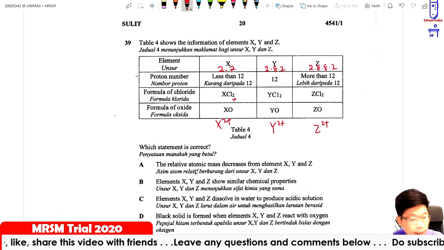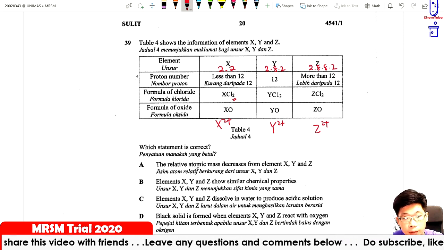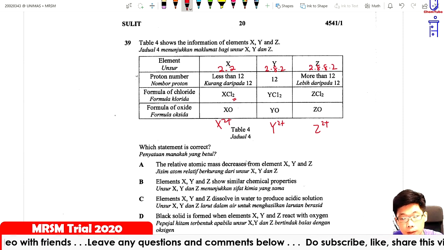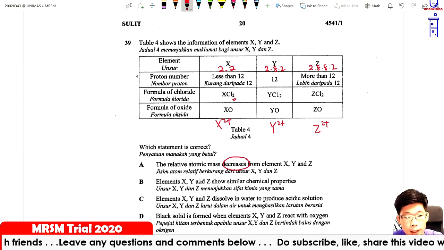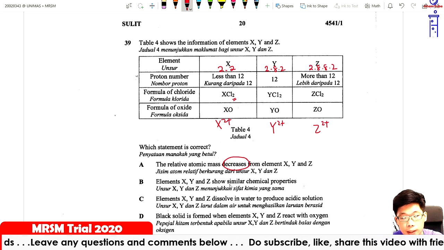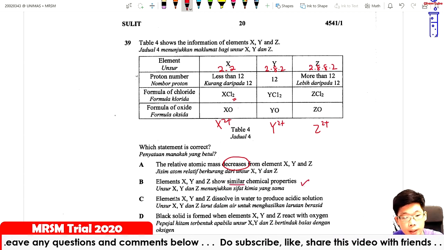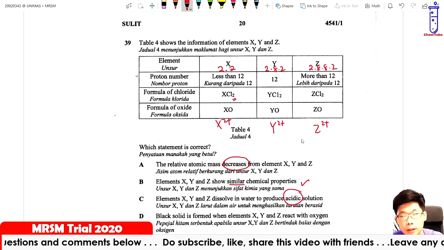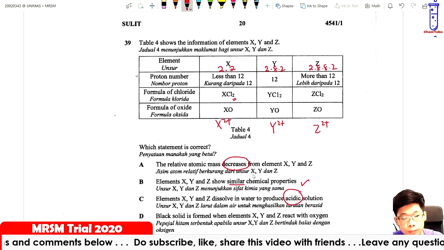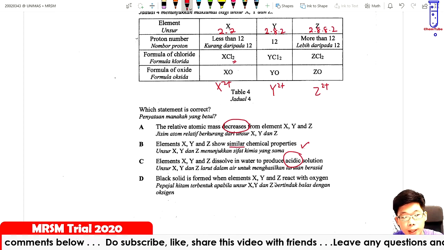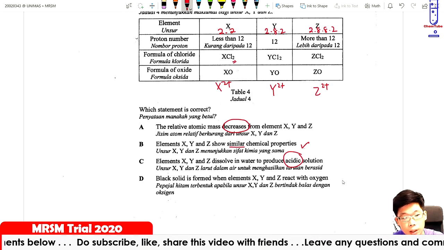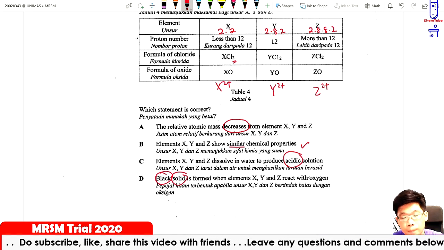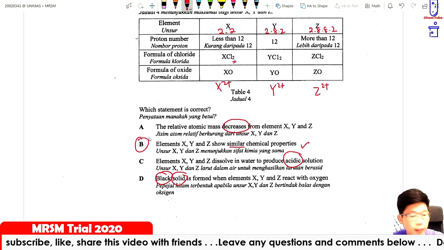Now, which statement is correct? The relative atomic mass decreased from X, Y, Z? No, it should be increased. X, Y, Z show similar chemical properties. Correct. X, Y, Z dissolve in water to produce acidic? No, it should be alkaline because they are group 2. Black solid forms when X, Y, Z react with oxygen? It's not a black solid, it should be a white solid. So B should be the answer.